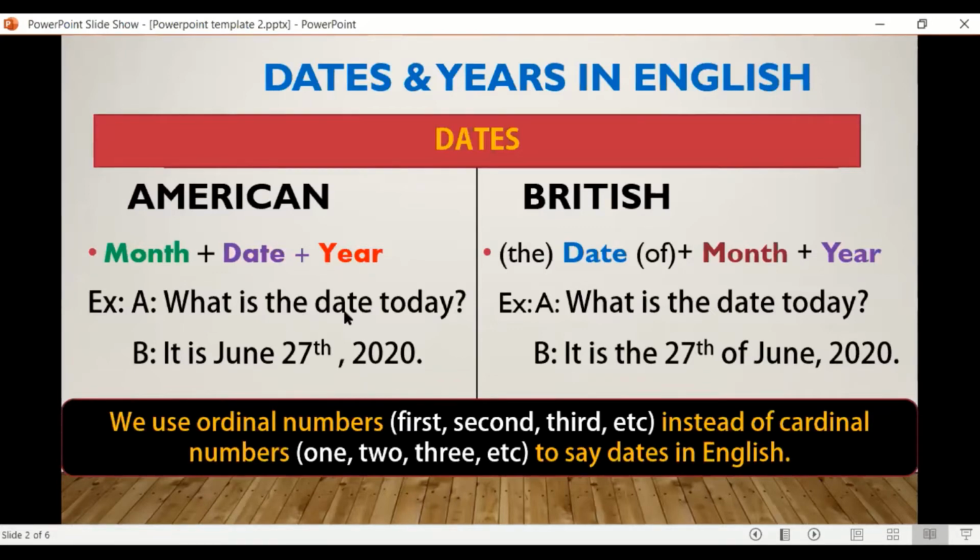So the same date, June 27, 2020, could be said in British English like this: it's the 27th of June 2020. Please be careful about the use of the and of here. So here we normally say them, right, the 27th, and when it comes to writing, we don't write them, right? We just write 27th June, right? That's it. But when we say it, we just use the article the and preposition of. That's very important.